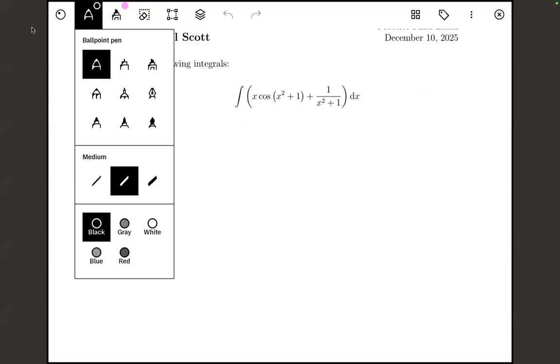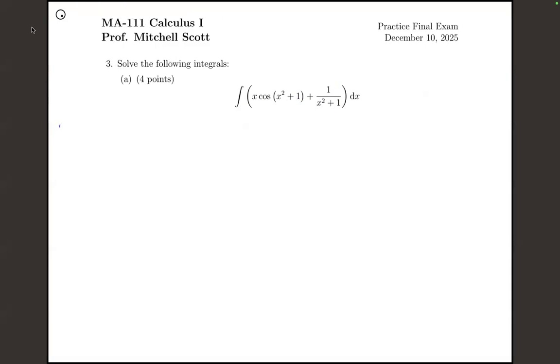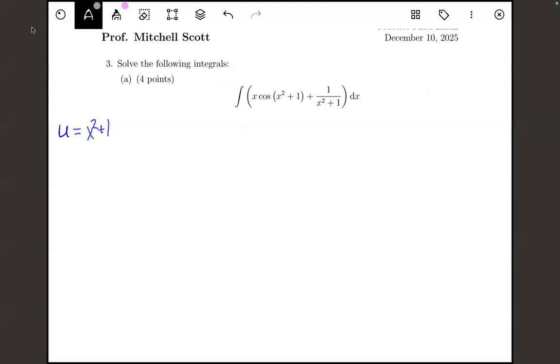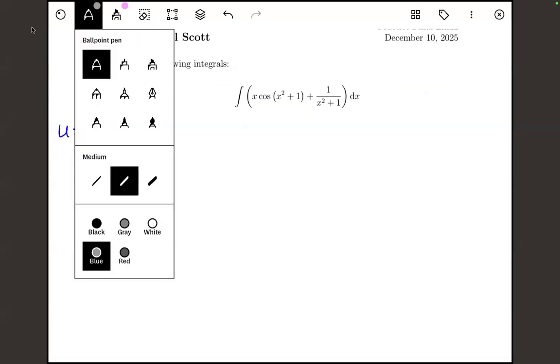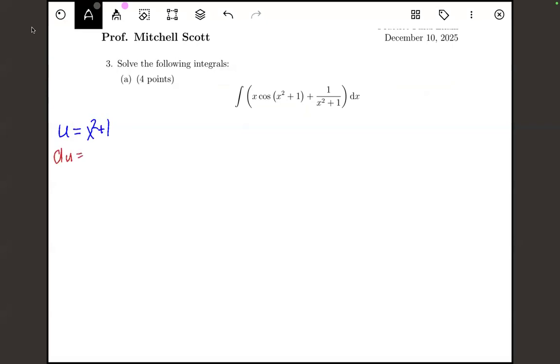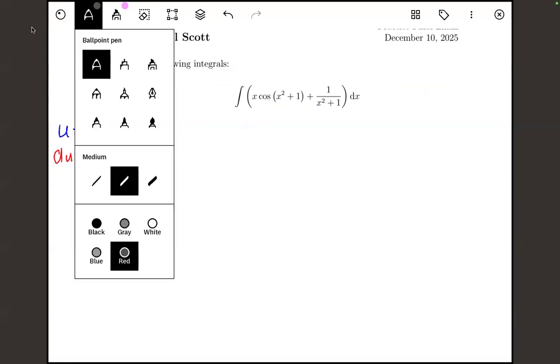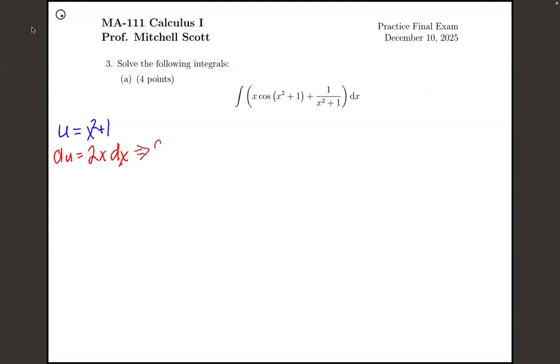So to do this, I'm not going to really explain what I did because this first term is exactly what we did last time. So I'm going to write u equals x squared plus 1 and then go to du equals 2x dx and then divide by 2 to get the fact that du over 2 equals x dx, which is what we're going to need.